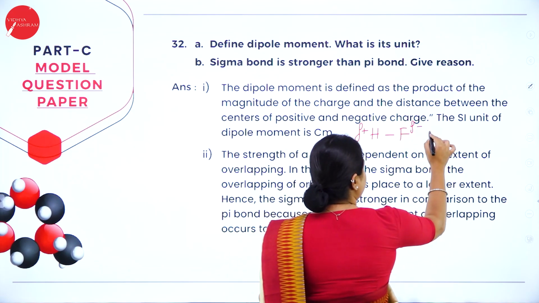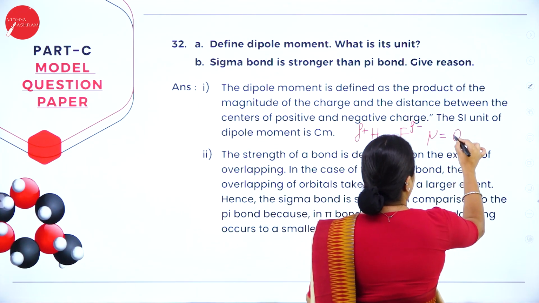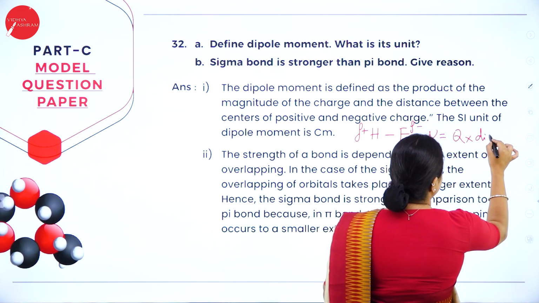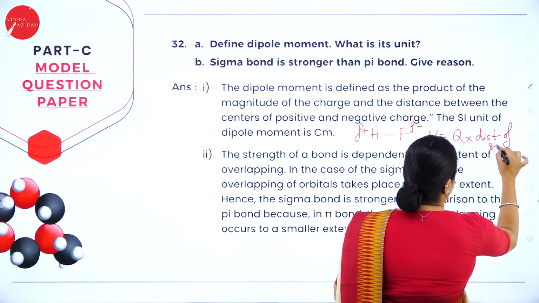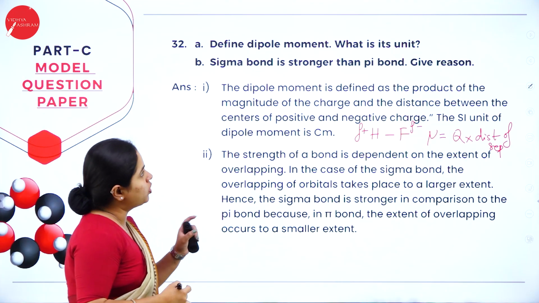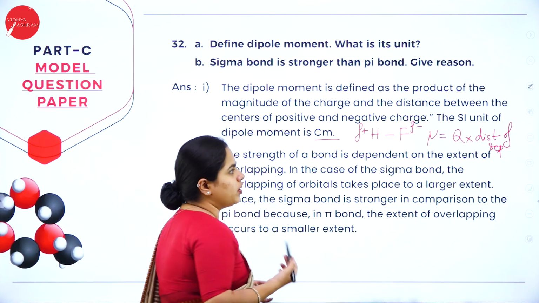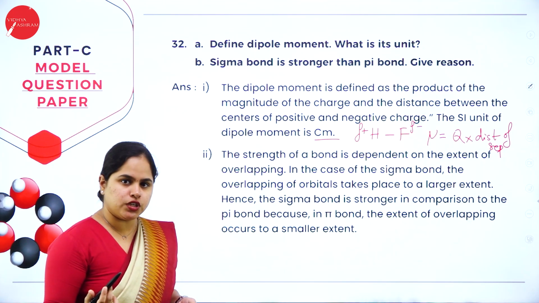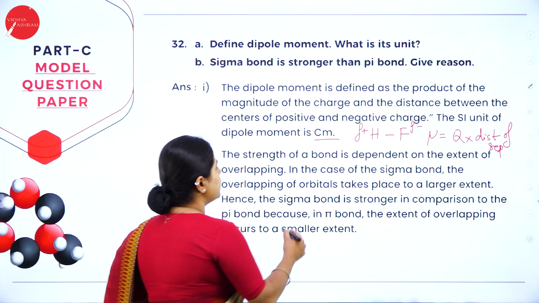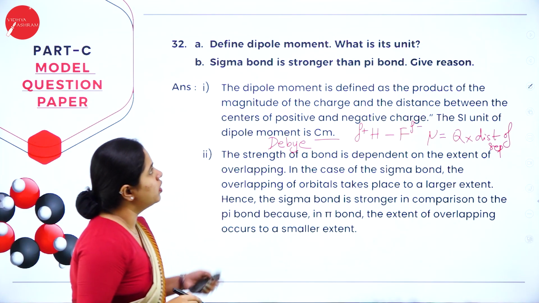How do you calculate the dipole moment, which is represented by the symbol mu? It is the charge on the atom multiplied by the distance of separation. So that is dipole moment. What's the next part? What is its unit? Its unit is coulomb meter. Why is it coulomb meter? The unit of charge is coulomb. The unit of distance is meter. Another unit is debye, which is also a unit for dipole moment.